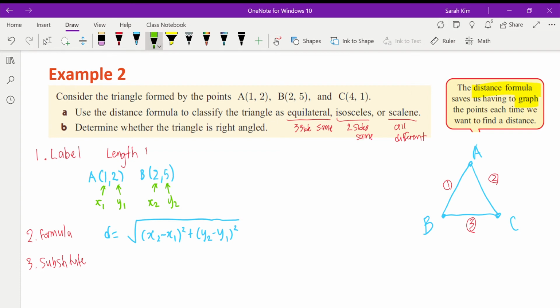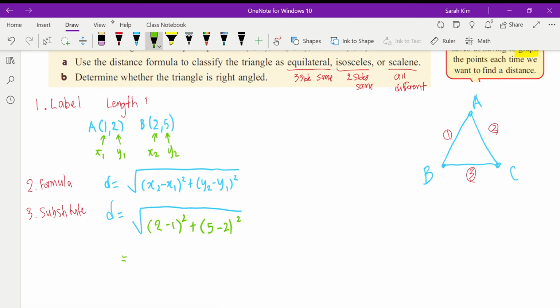So all I have to do is write D equals square root, and then make sure I substitute in the right values. So x2, have a look, it's 2. Make sure you put a minus there. x1 is 1, squared. There's a plus there. There's a bracket there. y2 is 5 minus y1 is 2. So that's done. All I have to do is solve this.